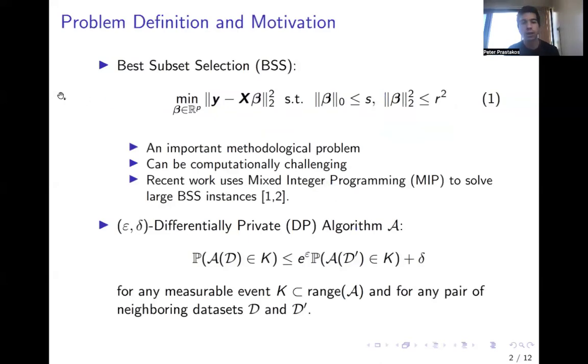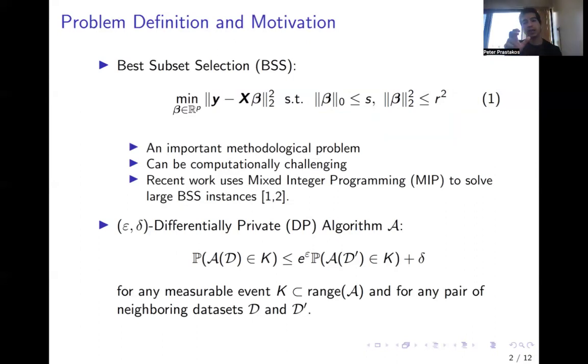So the problem we're looking at is the best subset selection problem, wherein we're trying to minimize least squares subject to an L2 as well as an L0 constraint, where L0 is the number of non-zeros of the beta feature vector. So this is an important methodological problem of interest in the optimization and statistics communities.